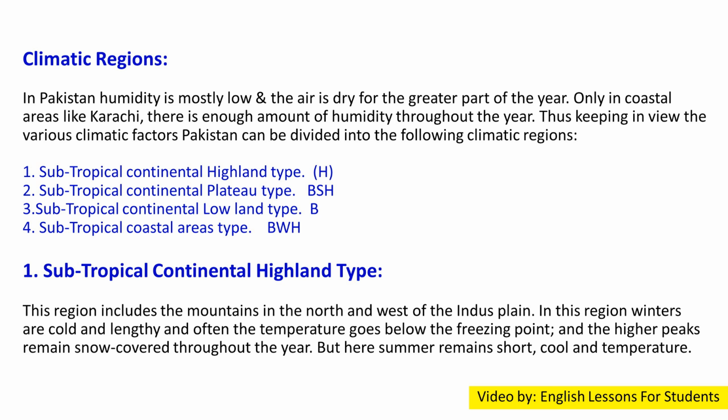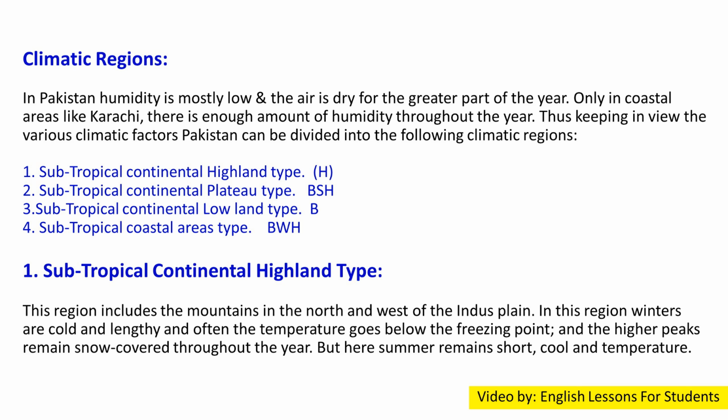Number 1. Subtropical continental highland type. Number 2. Subtropical continental plateau type. Number 3. Subtropical continental lowland type. Number 4. Subtropical coastal areas type. Now we will discuss one by one.